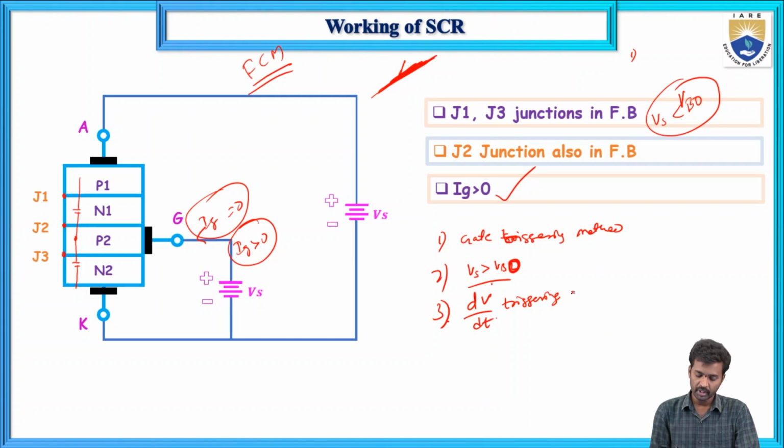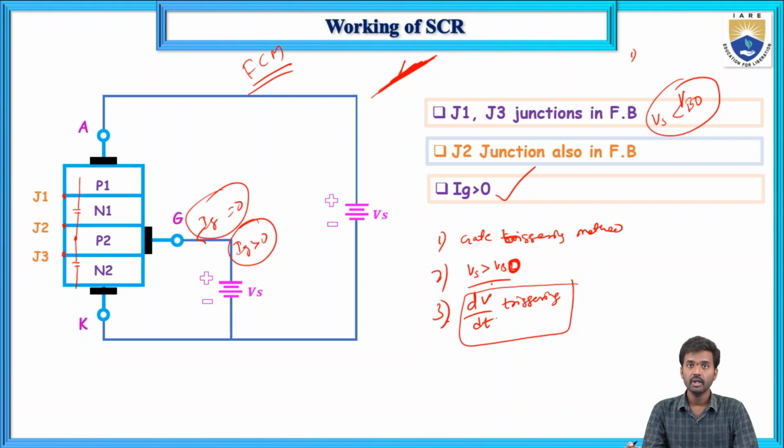This dv by dt must have some limit. It should not increase beyond that level. To protect from dv by dt, there must be a snubber circuit. We must connect an RC circuit across the anode and cathode.